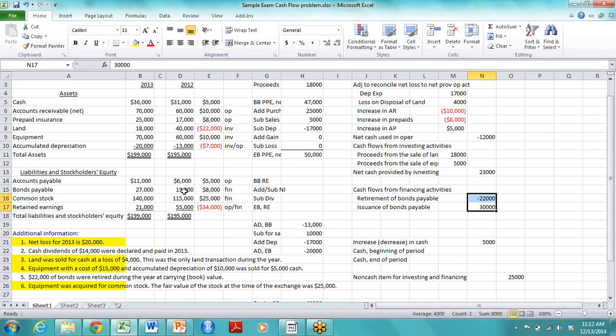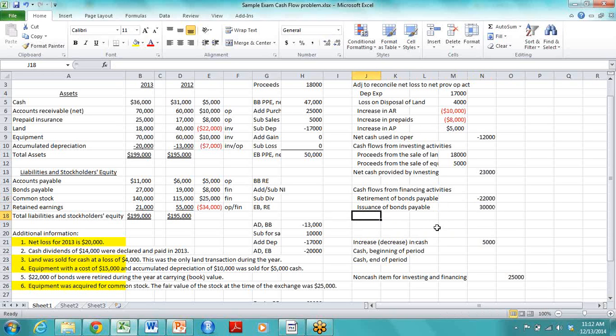So I have to somehow infer, based on this information, that it couldn't have just been the retirement of bonds. There had to have been something else that happened because the net change in bonds payable is an overall increase, and that overall increase is going to be for $8,000. So that's how we handle the bonds payable account.